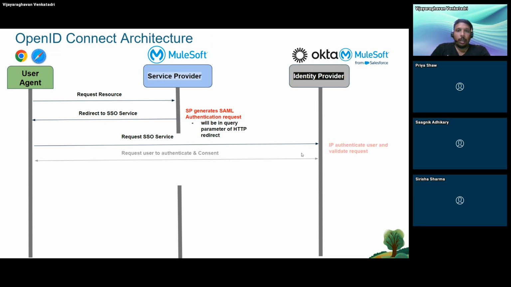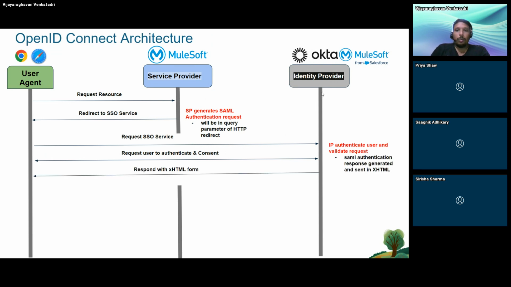In response, the identity provider will authenticate and validate the user, which means it will take me to a login page and ask me to enter the user ID and password. It will also take my consent that this service provider, MuleSoft, wants to take information from it. I'll provide my consent. Once this is done, it will make an HTTP POST binding, sending the SAML authentication response, which will have the complete assertion information. Since it's a browser, it will send it as XHTML.